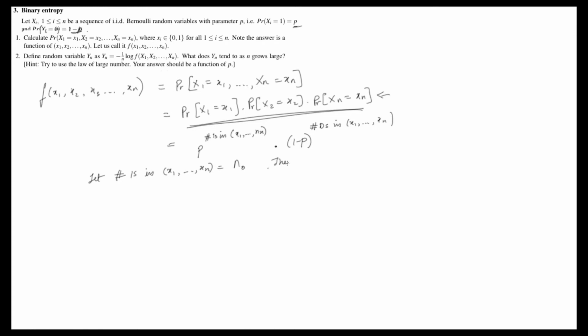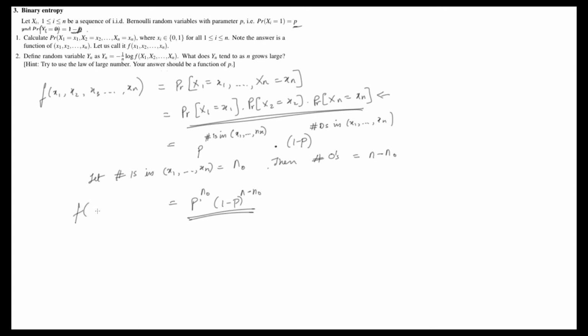Then what can you say about the number of zeros? Because everything which is not a 1 has to be 0, we're just going to have n minus n_1. So this is equal to the probability of p to the n_1, as in there are n_1 ones, so we have to multiply p n_1 times, and it's (1 minus p) to the n minus n_1. So this is the answer for part 1.